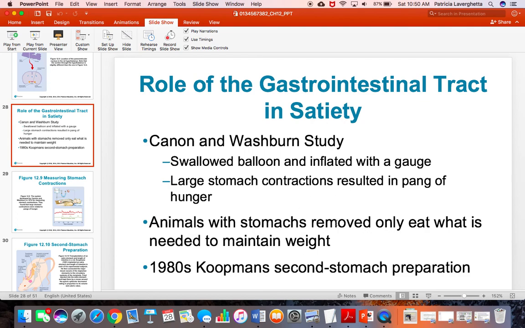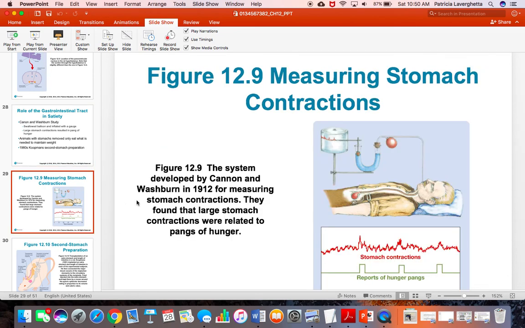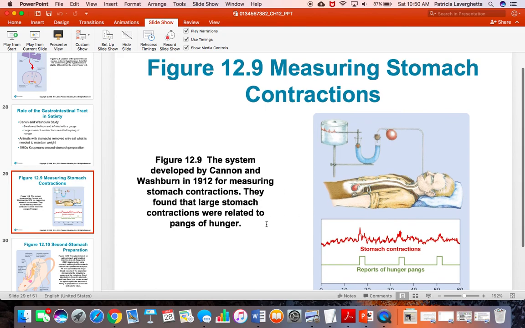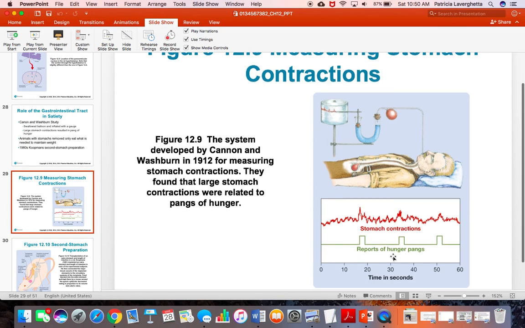Animals with stomachs removed only eat what is needed to maintain weight. This is sort of interesting. And here you can see this is a preparation. I actually do this with people. This is an old one. The system developed by Cannon and Washburn in 1912 for measuring stomach contractions, so they can actually measure that. They found that large stomach contractions related to hunger pangs. And you've had that experience. You feel, oh, my stomach is gurgling, it's contracting. Well, that's the hunger pain.